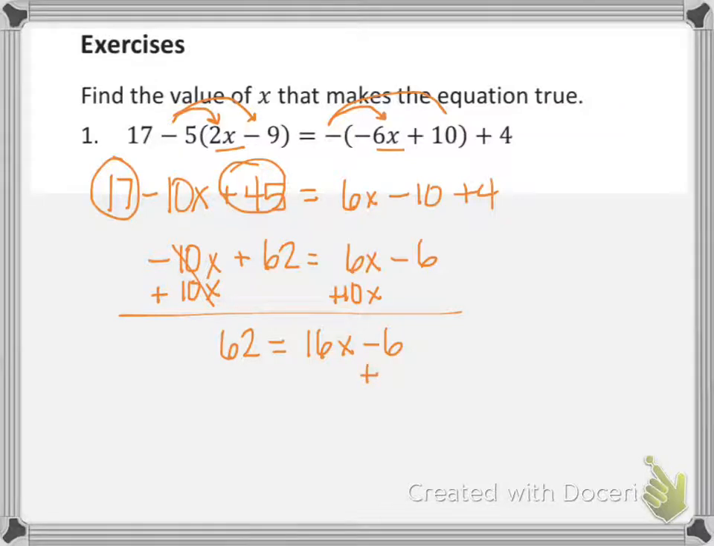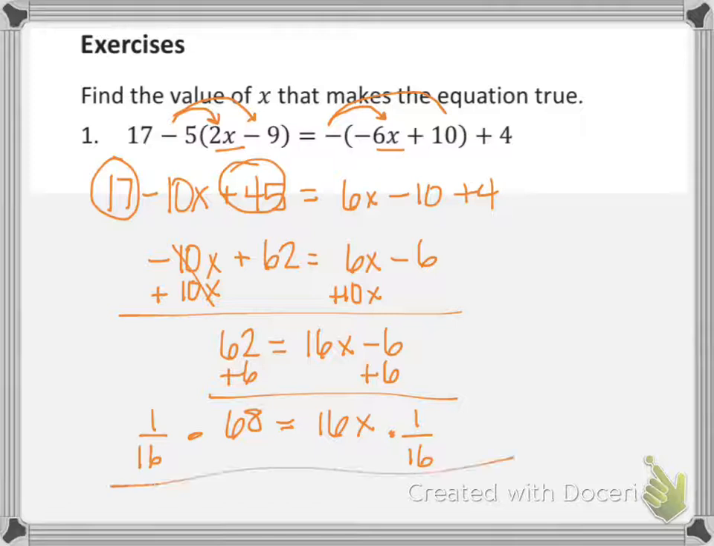Now I'm going to isolate that variable. Plus 6 to both sides. I get 68 equals 16x. And then finally multiply by reciprocal and balance the equation. And let's see, the 16s cancel. I get x equals 68 divided by 16, which is 4.25. So x is equal to 4.25. That's the value that makes the equation true. All right.